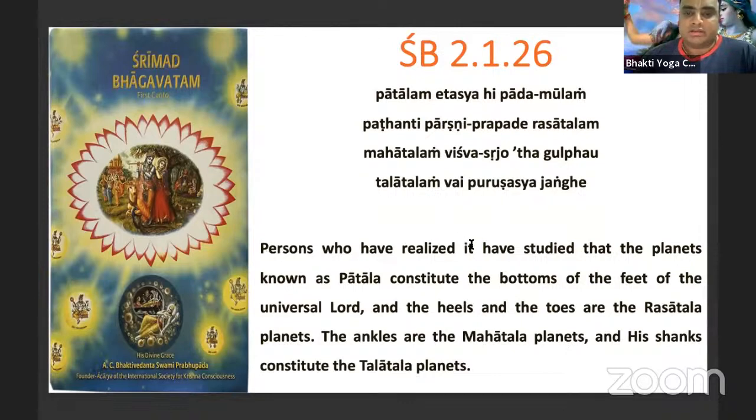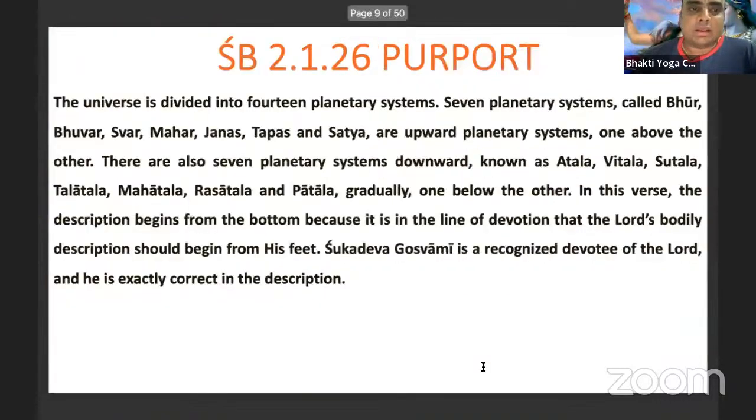He says persons who have realized it have studied that the planets known as Patala constitute the bottoms of the feet of the universal Lord, and the heels and the toes are the Rasatala planets, the ankles are the Mahatala planets, and his shanks constitute the Talatala planets. The universe is divided into 14 planetary systems. 7 planetary systems called Bhur, Bhuvas, Svar, Mahar, Jana, Tapas, Satya are upward planetary systems, one above the other. There are also 7 planetary systems downward, known as Atala, Vitala, Sutala, Talatala, Mahatala, Rasatala, and Patala, gradually, one below the other.